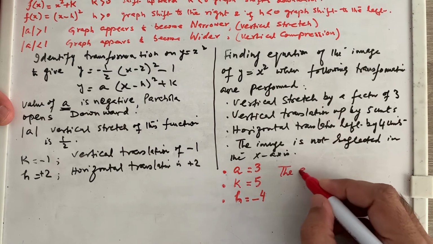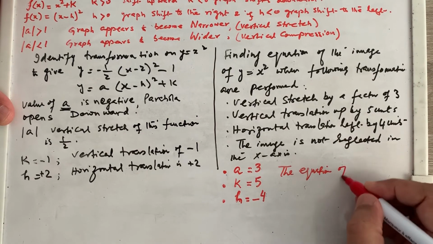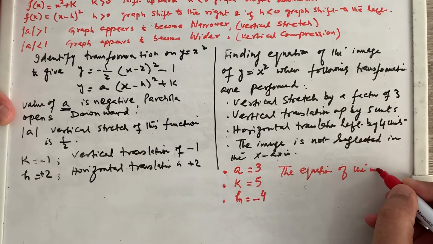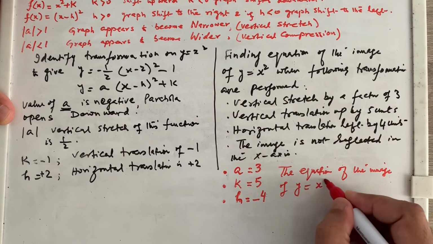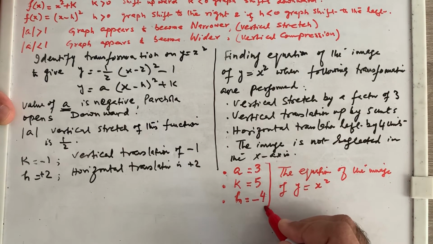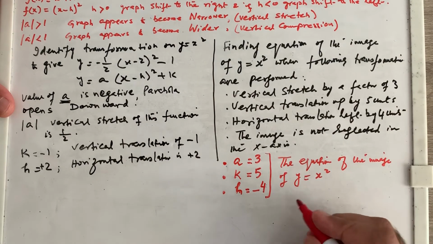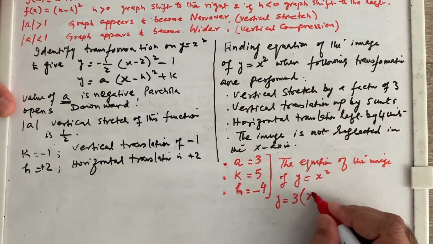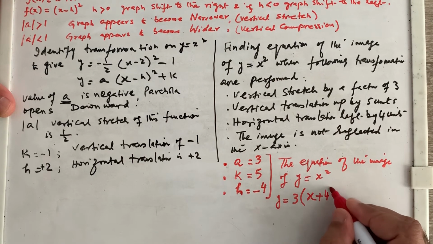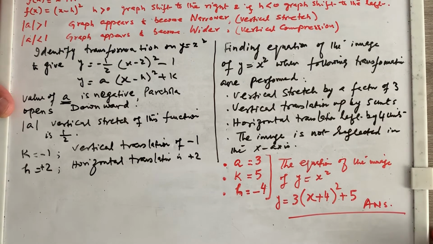The equation of the image of y equals x square with these parameters, which we recognize from the given facts, will be y equals 3 times (x plus 4) whole square plus 5. This is your answer. And you can recognize what you learned now, right?